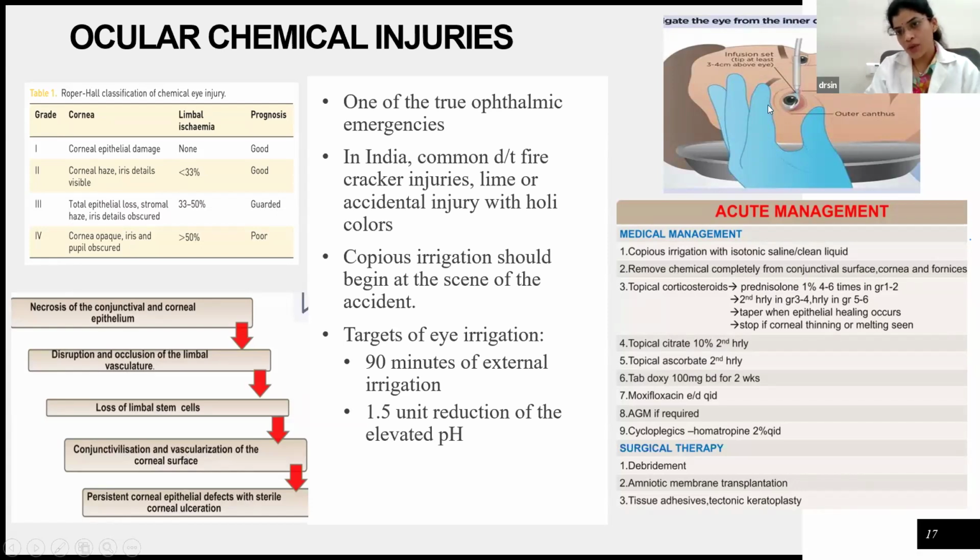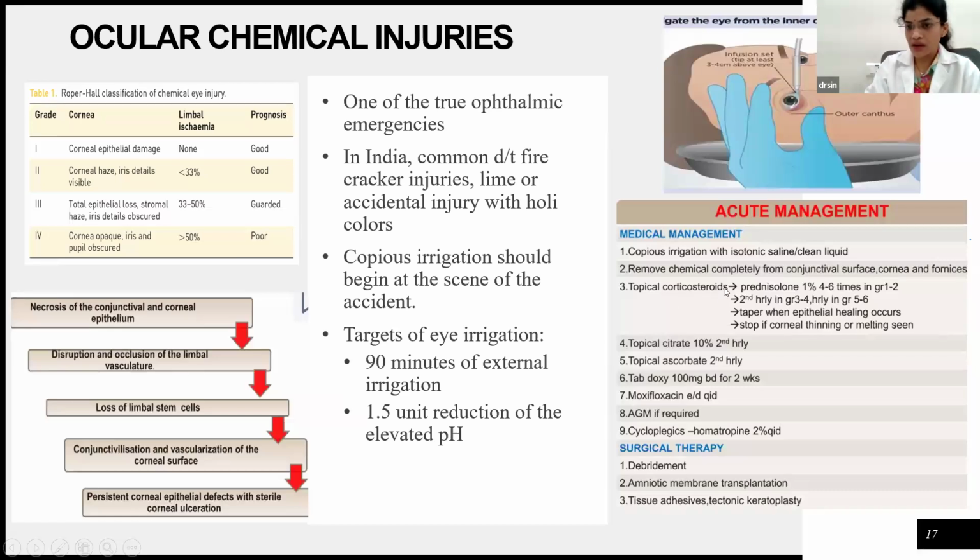So the first and foremost thing that we have to do in the ER is irrigation of the eye, which should be done from the inner canthus to the outer canthus. And once that is done, the medical management should be followed in these steps. So copious irrigation is the first step, and then remove the chemical completely from the conjunctival surface, cornea, and fornices.